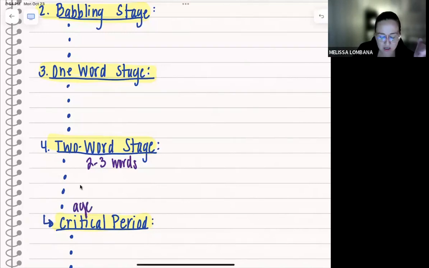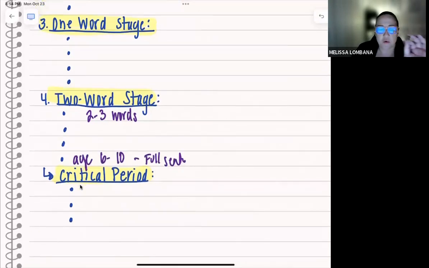Now, after the two word stage, I kind of want you to write here that at around age 6 through 10 years old, they should be speaking in full sentences. Okay, and here they typically already know syllables and the patterns and grammar and all that other stuff. Okay, and then we get to this critical period.